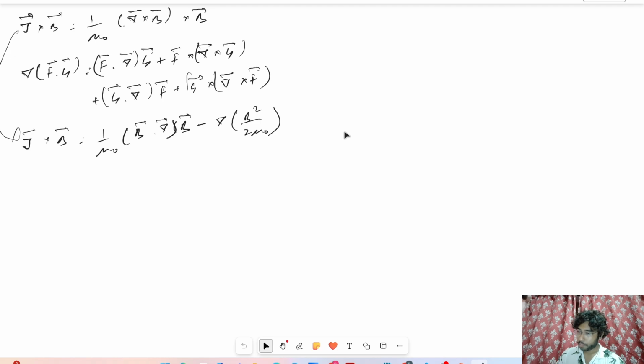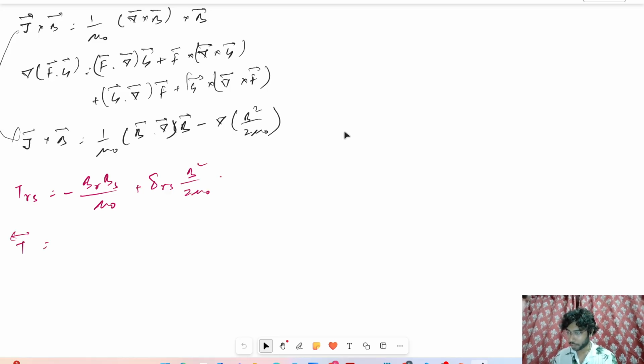Okay. So now what we do is we define one tensor T_RS as minus B_R B_S by mu naught plus delta_RS B square by 2 mu naught, and writing it just in tensor form. So this is the same thing as this identity.